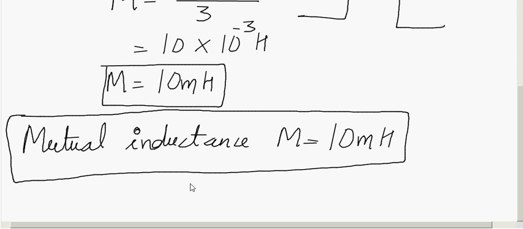This is how we calculate the mutual inductance between the pair of coils. In the next session, we will learn about the principle of AC generator.